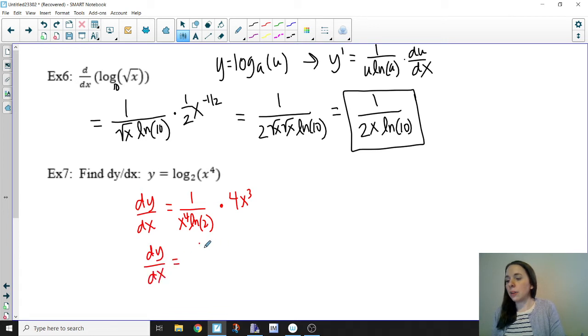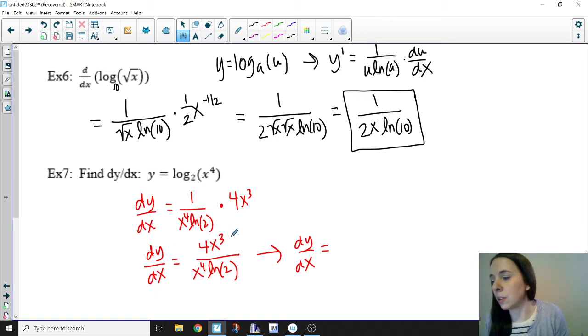Now let's at the very least put that 4x cubed in the numerator. But then what you'll probably be tempted to do, and you can because we don't see any other terms here in the numerator, you could cancel all of these or divide out this x cubed with 3 of them here and write a simplified answer as 4 over x times the ln of 2.